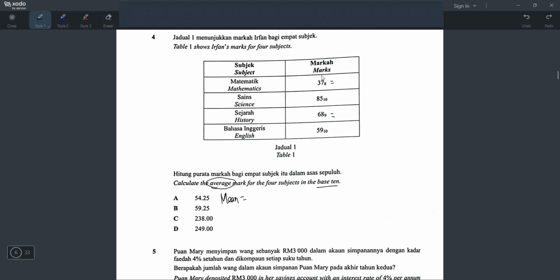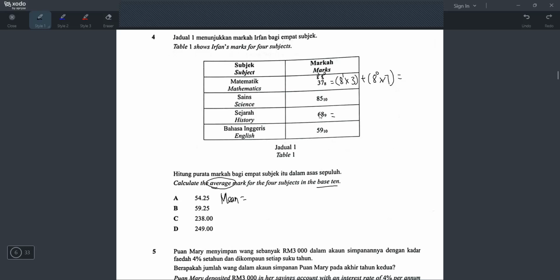So what you do is you take the place value times the digit value. If it's base 8, what will be the place value? It will be 8 power 0, 8 power 1. So when you convert, it will be 8 power 1 times 3 plus 8 power 0 times 7, right? This is how you convert to base 10.